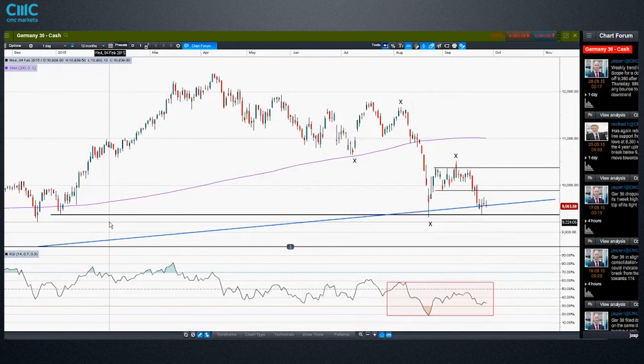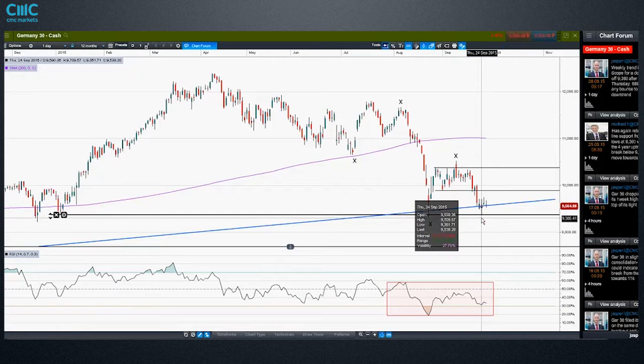So it bounced pretty nicely off this low back here a couple of times. It hasn't come right down to this December low. It certainly could push down there again and get a little rebound off that, but I suspect now, after these couple of bounces, if we were to push back below the 9,300 area, that would be looking pretty negative for the Germany 30.